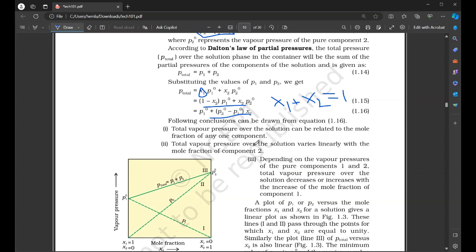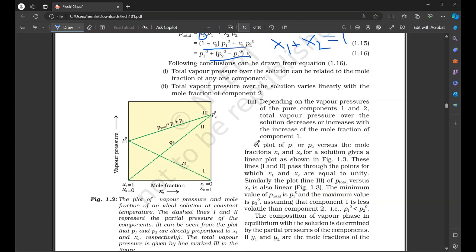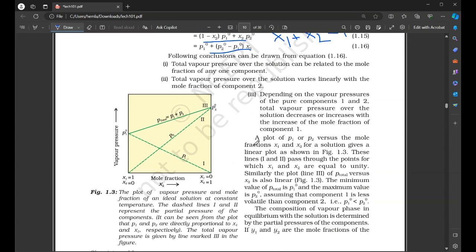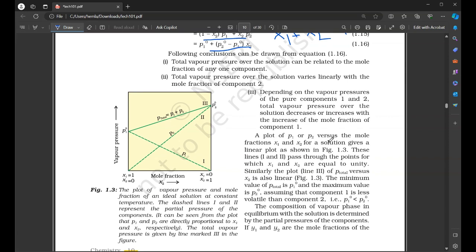Okay, so now we are going to look at this. First we'll see the graph. A plot of P1 or P2 versus the mole fraction x1 and x2 for a solution gives a linear plot as shown.